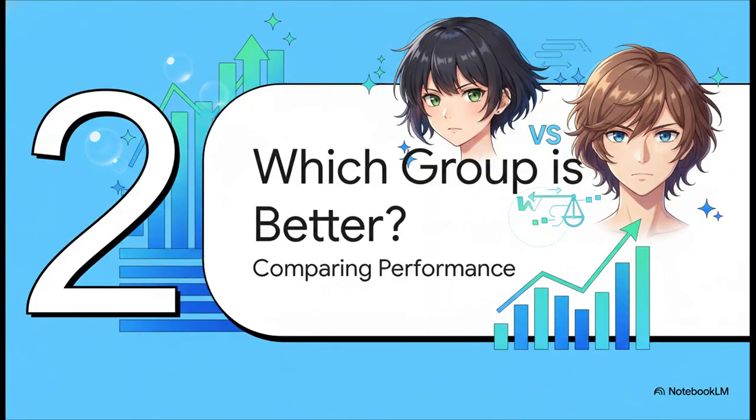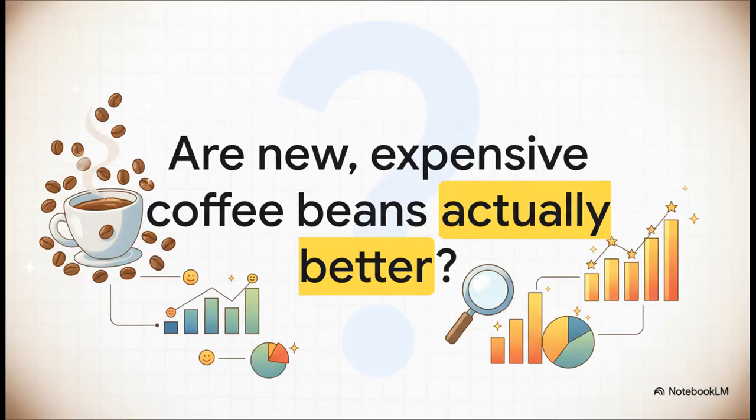Okay, so let's tackle a classic problem you see everywhere. You've got two things, and you need to figure out which one is actually better. And here's the first puzzle for a coffee shop owner. They've started using these new, fancy coffee beans. They cost more, so are they worth it? They've collected customer ratings for both the old and new beans. So how do they actually compare them in a way that isn't just looking at them?